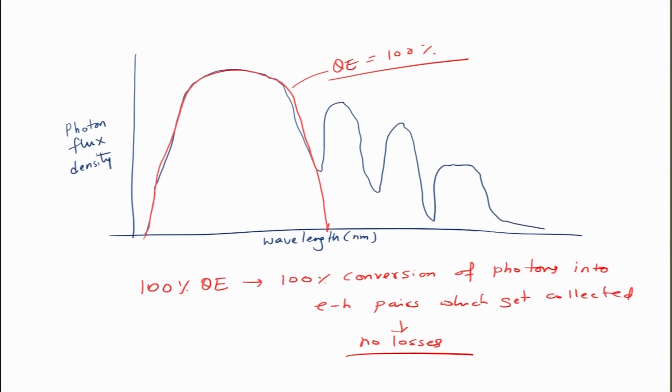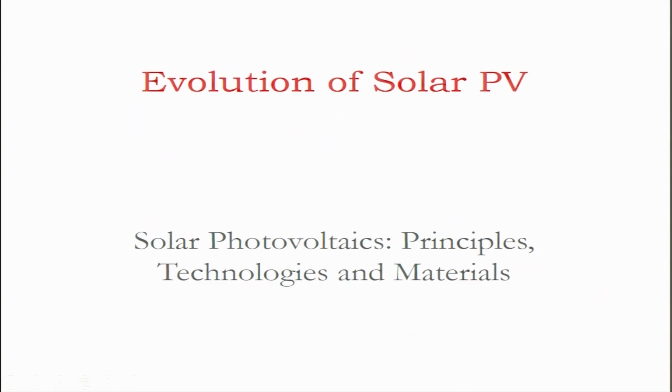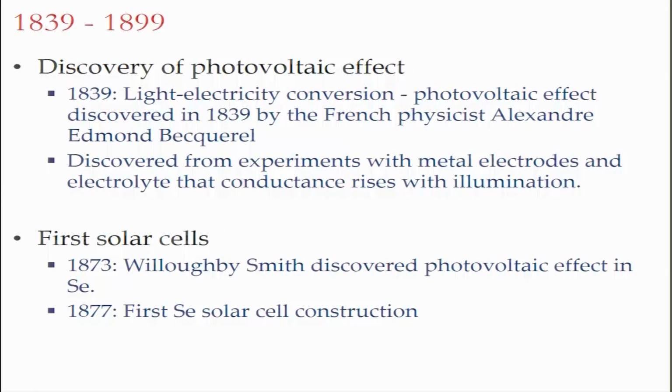So, now let us look at the more practical aspects of solar cell devices, that is the evolution of solar PV first before we go to Gen 1. So, evolution of solar PV has happened through stages. So, 1839 was the time when Becquerel discovered this light electricity conversion, which was called the photovoltaic effect.